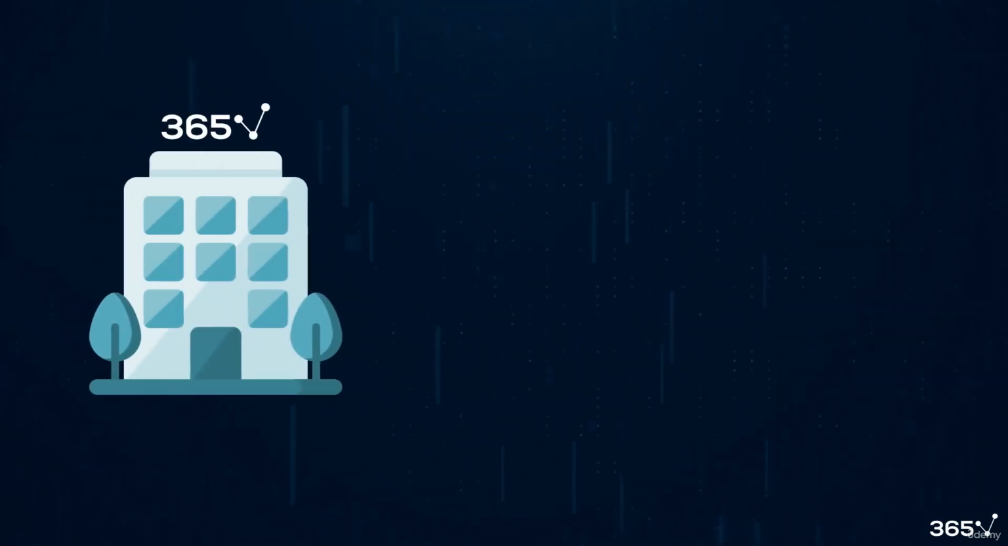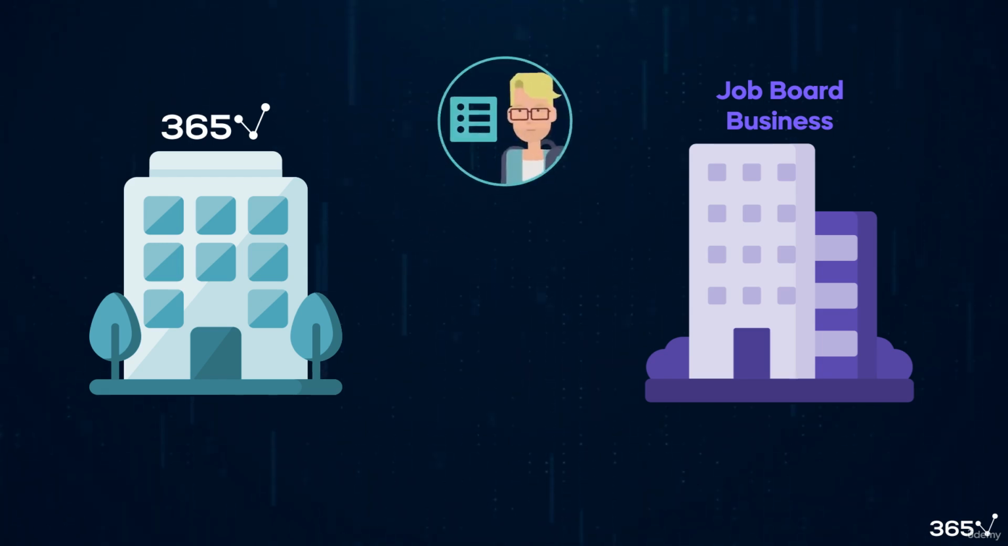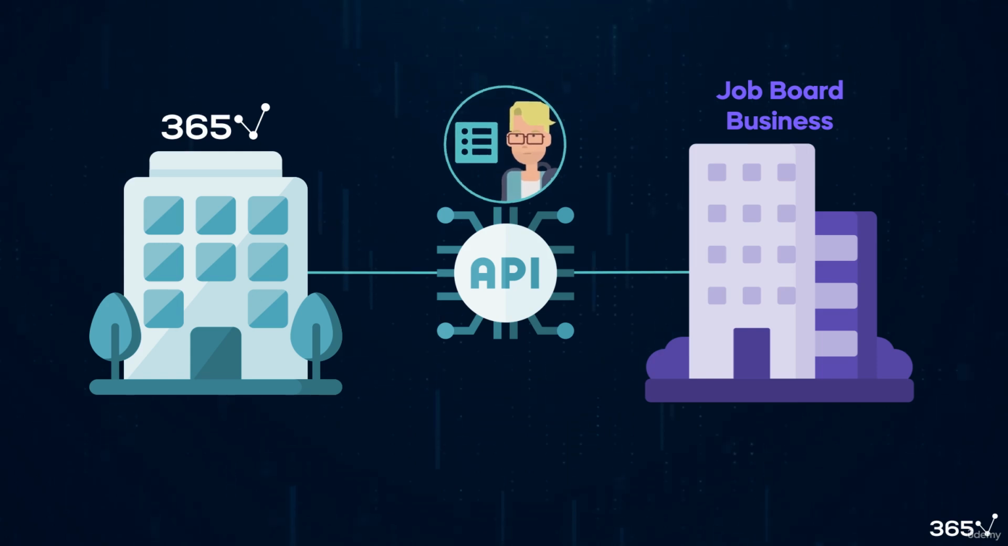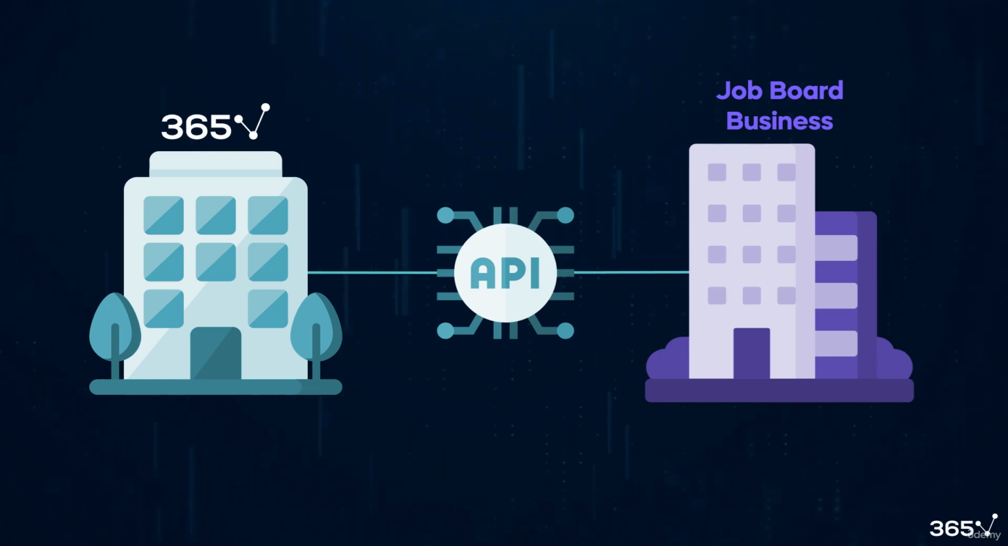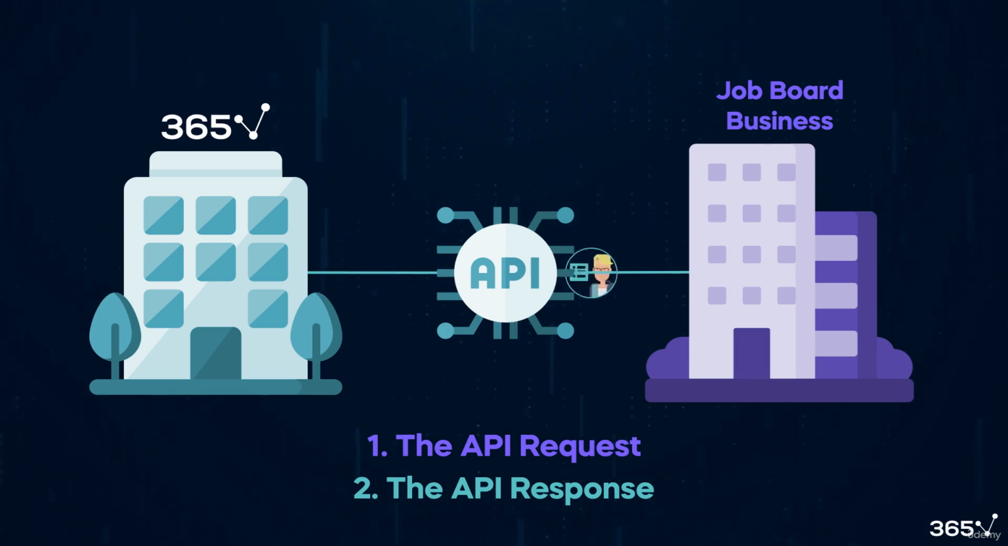Imagine two companies, 365 Company and a job board business, seeking to collaborate. If 365 Company wants to share up-to-date information about how much a student has learned with the job board, they can use an API. This way, the job board gets the latest student data directly from 365's servers. The process involves two main steps: the API request and the API response. The job board sends a request to 365's servers via the API, and then the server responds with the data.